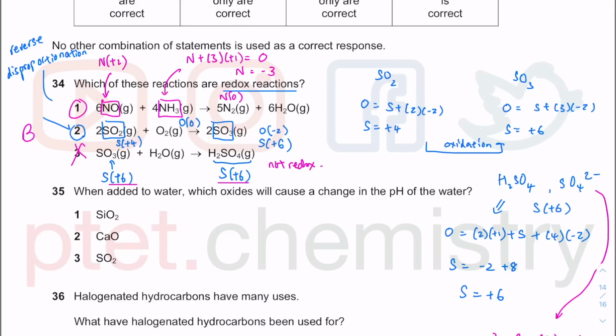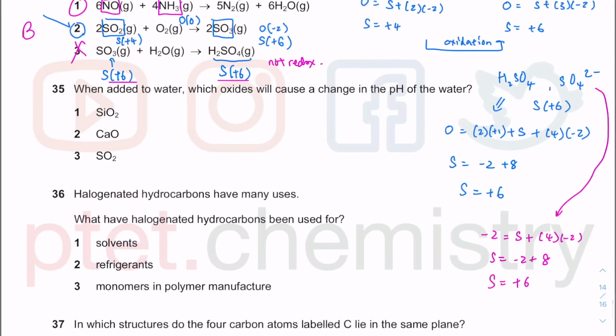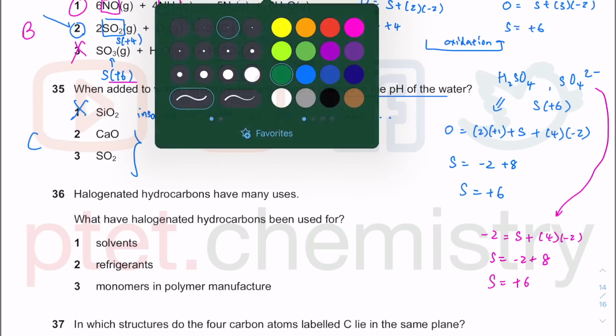Question 35, when we add it to water, which one will cause a change in the pH of water? SiO2, just like Al2O3, is insoluble in water. If it's insoluble in water, it will not cause any pH change in the water. That's why it's still pH 7. Same thing with Al2O3, still pH 7 because the oxides are insoluble in water. 1 is wrong, therefore there can only be one answer, which is 2 and 3. Now in terms of exams, you can move on, but I'm doing a tutorial.